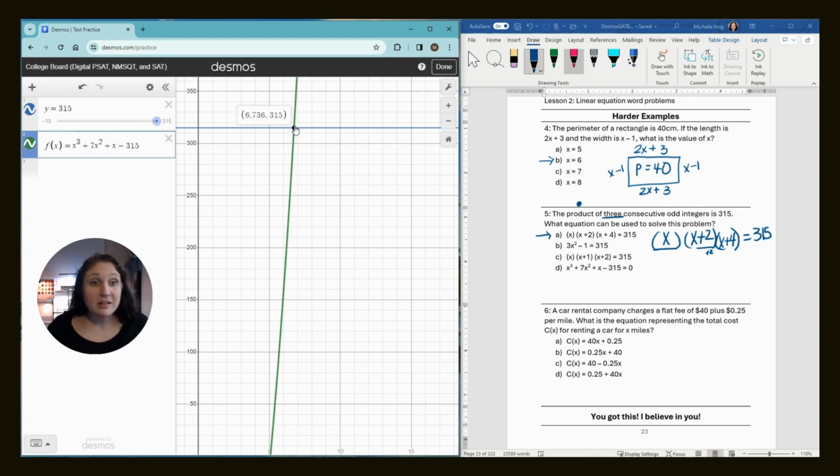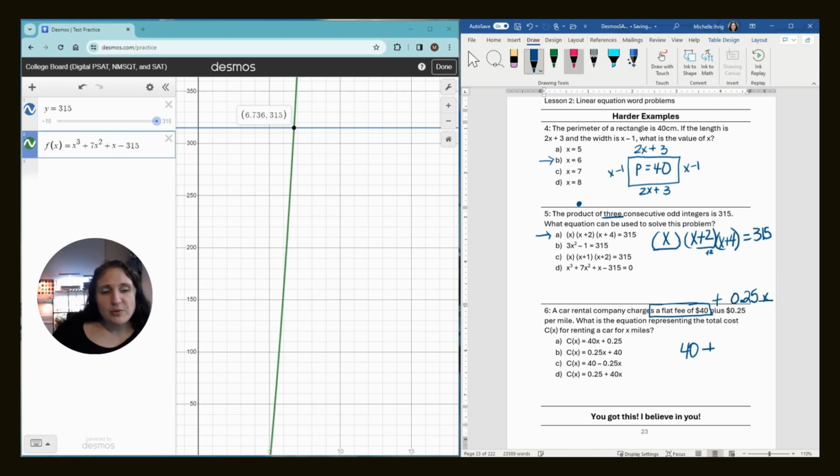All right, let's look at number 6. A rental company charges a flat fee of $40. So we just know it's 40 plus, it's not every something. It's a flat fee, so there's no variable with it, plus 25 cents per. Remember, almost every time we see per, we want an X. Not every time, but almost.